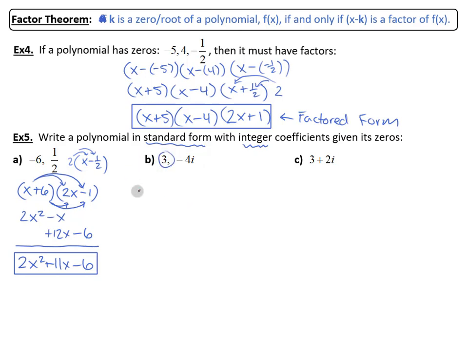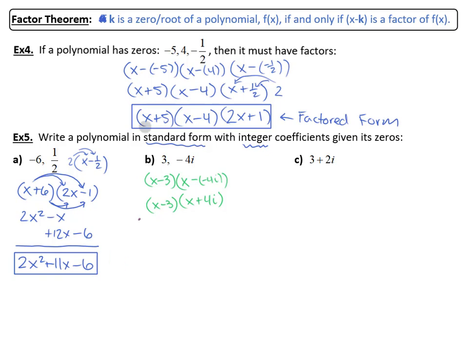Okay, well, if 3 is a 0, x minus 3 has to be a factor. Let's change colors here. X minus 3 has to be a factor. However, if negative 4i is a root, x minus negative 4i, right? Kind of the opposite sign, x minus k, x minus negative 4i, which would simplify to x plus 4i, has to be a factor. Okay, that's just our factor theorem there.